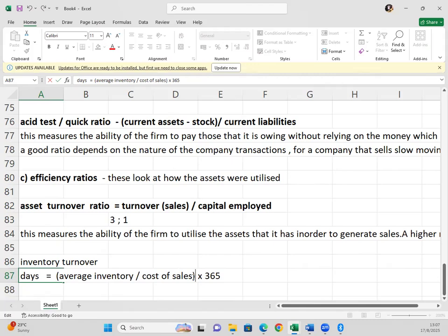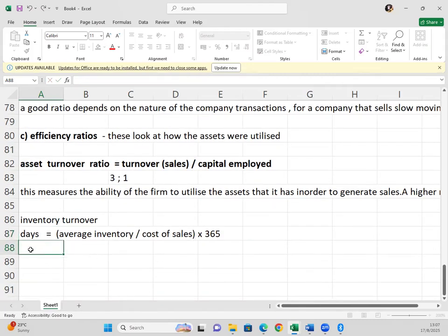So we can calculate it in terms of days or in terms of times. In terms of times, you're saying how many times are we replacing inventory in a year? If we buy the inventory, how many times do we replace it in a year? So you just invert the formula, you say cost of sales over average stock, and you don't multiply by 365.